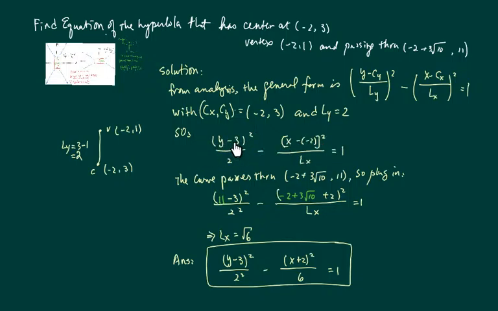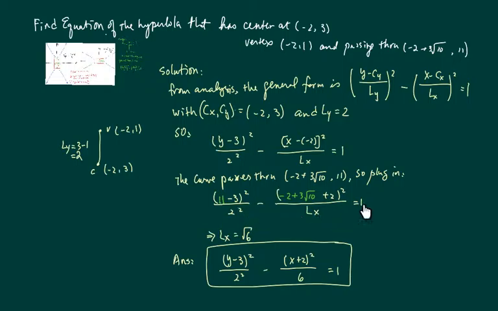I have y minus 3, that's this one, x minus 2, that's this one, divided by length on y, which is 4 over here, minus length on x equal to 1. And the only variable left is length on x. And since we're given one more additional info in that it passed through a point, I'm going to plug the point in here, y is 11, and x is -2 plus square root of 10, that's over here, plus 2.